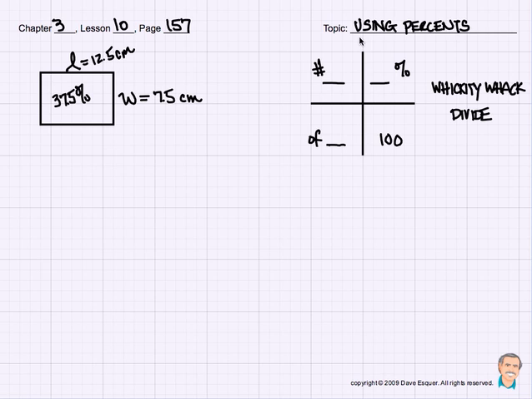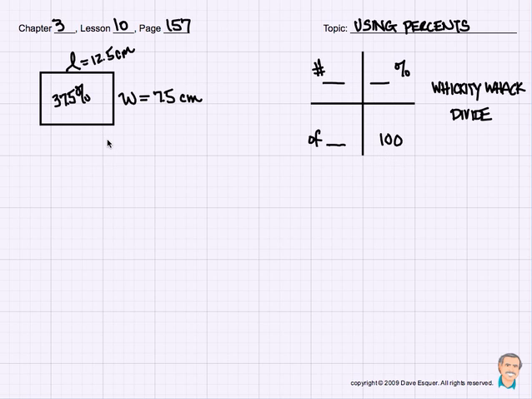pre-algebra with Miss Phillips or Miss Craig, and they had talked about Whickity Whack Divide, number percent of 100. There's always 100 in the lower right corner of our box. The number is always in the upper left, the percent's always in the upper right, and whatever's in the of is in the lower left. And all we have to do is crisscross and then divide by 100 to come up with what we have. Whickity Whack Divide.